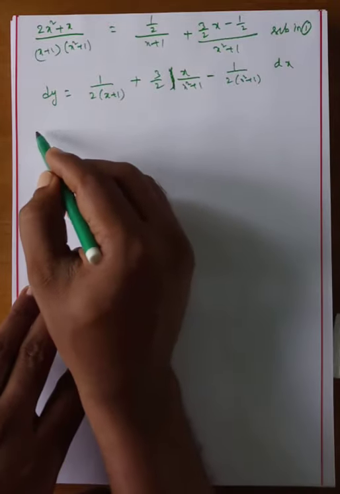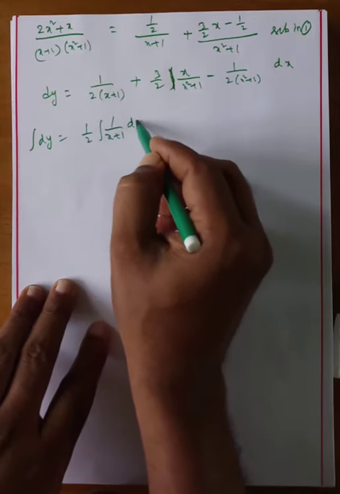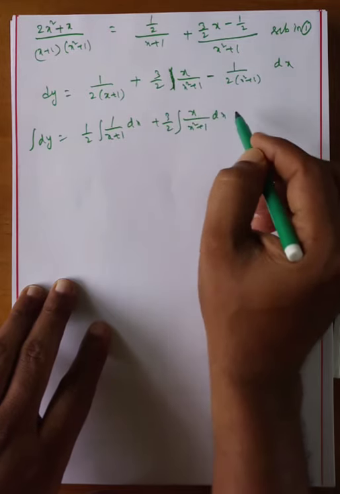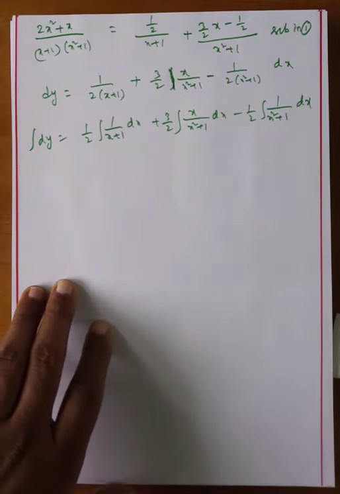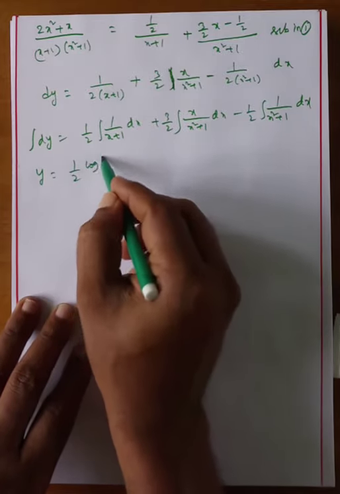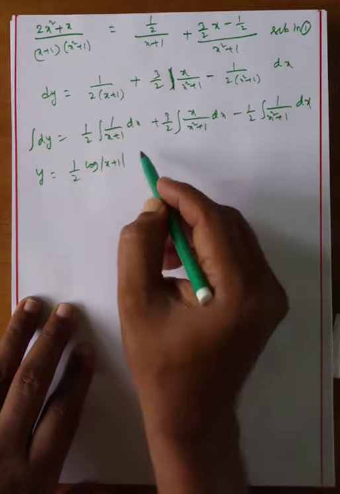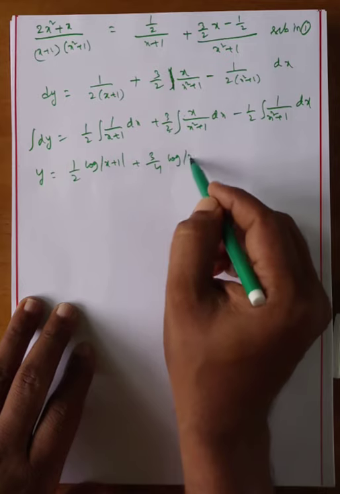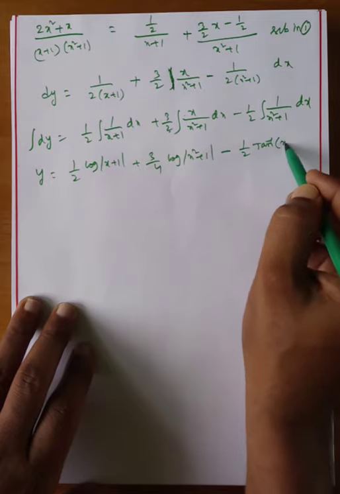Now integrating on both sides. dy is equal, here 1 by 2 is constant, here 3 by 2 is constant, here minus 1 by 2 is constant. Okay, my dear students, now the integral of dy means y. 1 by 2 into this is log mod x plus 1. Here f dash of x by f of x: x square divided by 2x, 2x is missing, so 3 by 4 into 2x by x square plus 1, f dash of x by f of x, means log mod x square plus 1. Minus 1 by 2 into this is tan inverse of x, plus c.